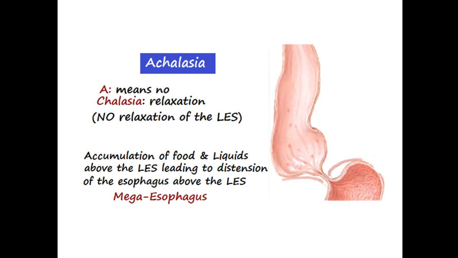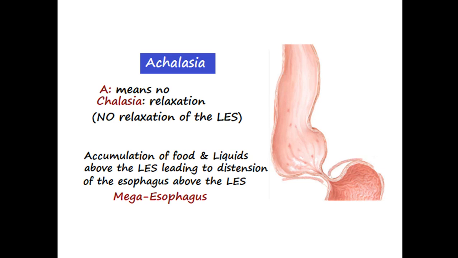Now we come to the functional obstruction of the esophagus. Up to now we discussed the mechanical obstructions that can cause difficulty in swallowing foods and liquids. Now, in the functional obstruction, the most important condition is known as achalasia. A means no, and chalasia means relaxation. So it is clear from its name that achalasia happens when the lower esophageal sphincter doesn't relax.